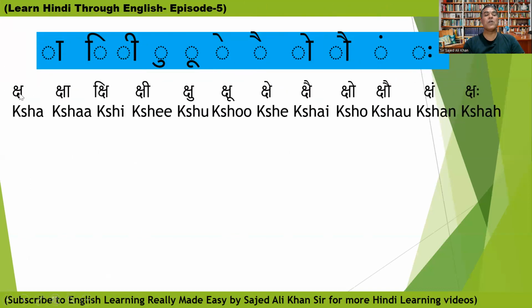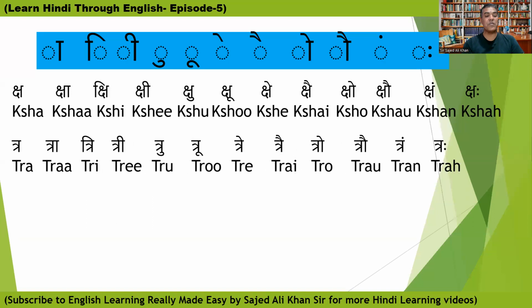Next is ksh. This one is a little bit tough to pronounce, and in the writing also you will see it makes very unique types of words: ksha, kshe, kshu, kshe, kshay, ksho, kshow, kshan, ksha. In the beginning the K is silent here, but we just give a little touch of the sound. Aksha, like this, aksha.